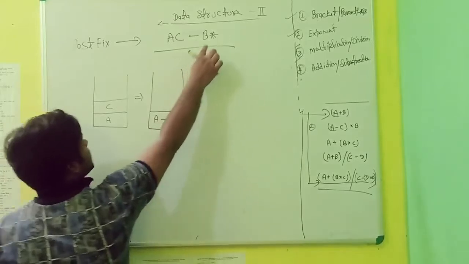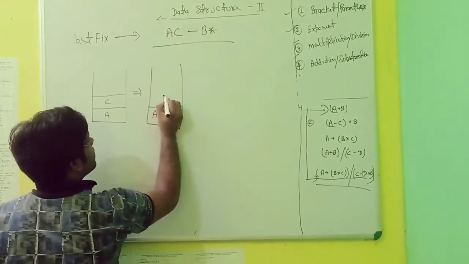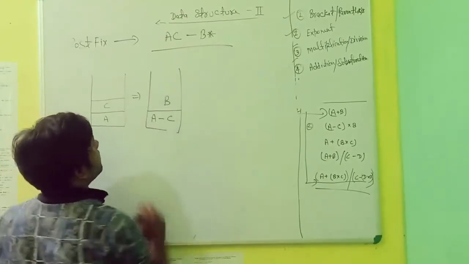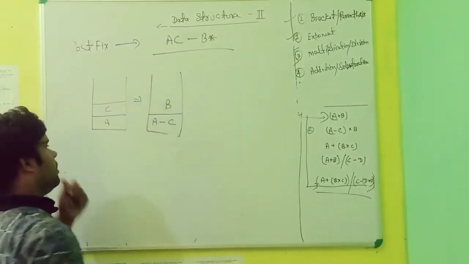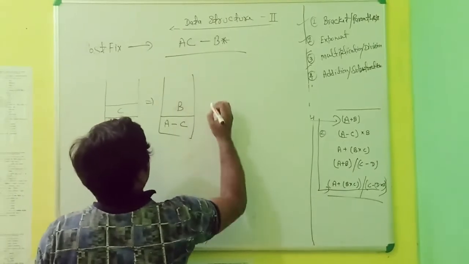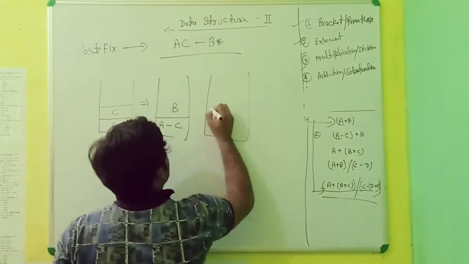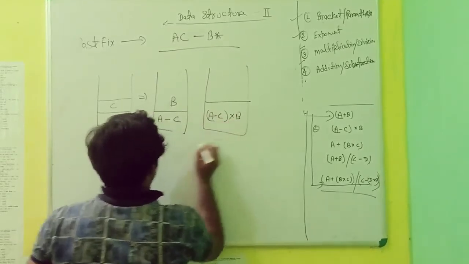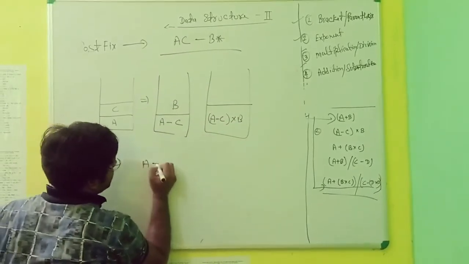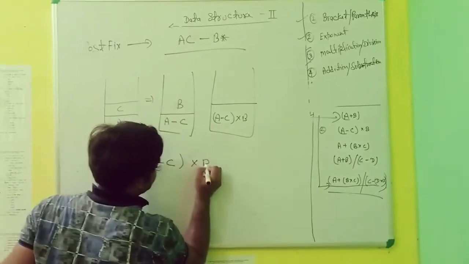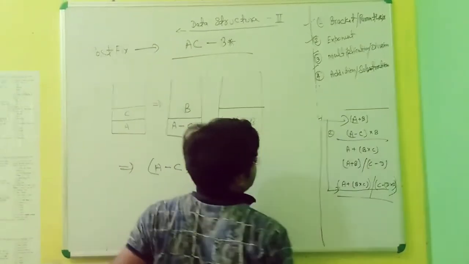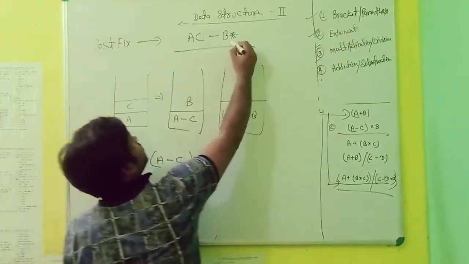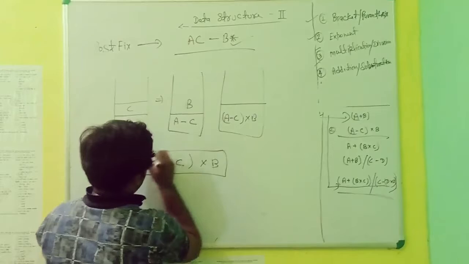Next B is here, so I will write B here. This is B. Next is the multiply symbol. So when we get multiplication, it will become A minus C into B. So what is the infix expression? A minus C into B. That means this is the postfix, and this is the infix expression of it.